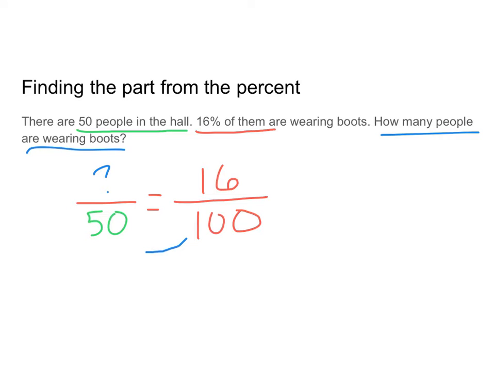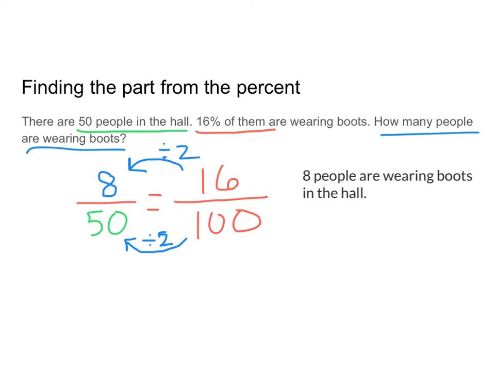So we've got 100, but we only want 50, right? 16 out of every 100 people are wearing boots, but there's only 50 people. So in order to do that, we're going to need to divide by 2. And in order to keep things the same, we'll divide up top as well. So that means that we'll be left with 8 out of 50. So that means that 8 people are wearing boots in the hall.